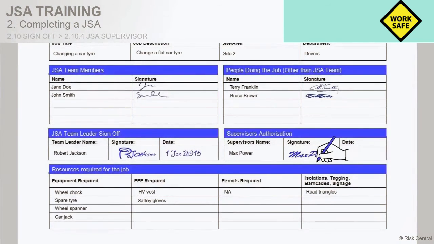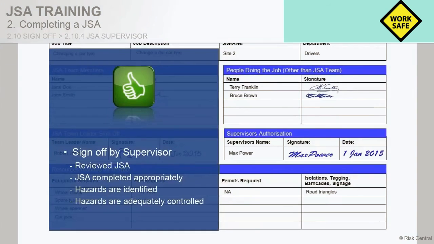A supervisor is required to approve the JSA by signing it off. Sign-off indicates that the supervisor has reviewed the JSA and is satisfied that the JSA has been completed appropriately, an appropriate process has been followed to identify all hazards, and that all hazards are adequately controlled.